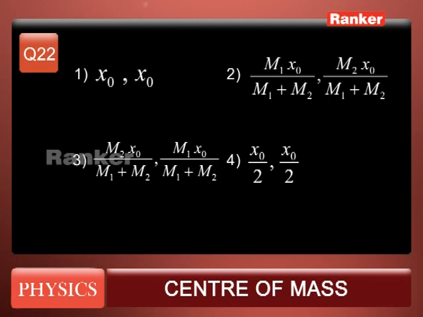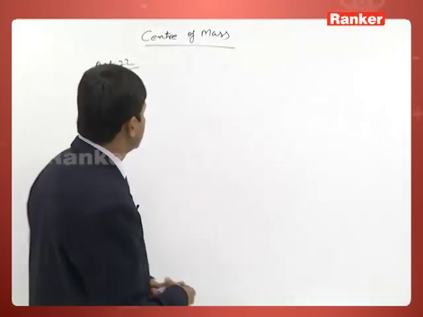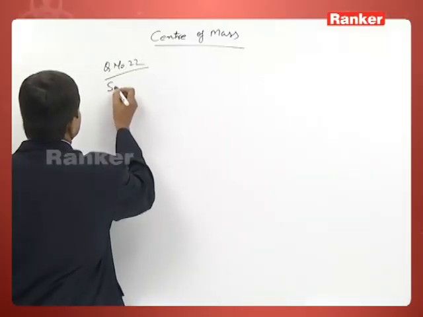The first option is x0, the second option is m1 x0 by m1 plus m2, the third option is m2 x0 by m1 plus m2 and m1 x0 by m1 plus m2, the fourth option is x0 by 2 and x0 by 2. See the solution of this problem.